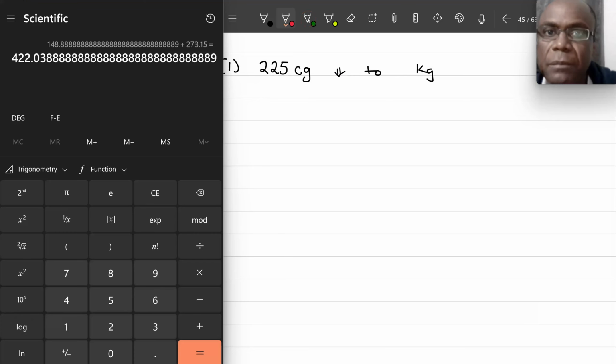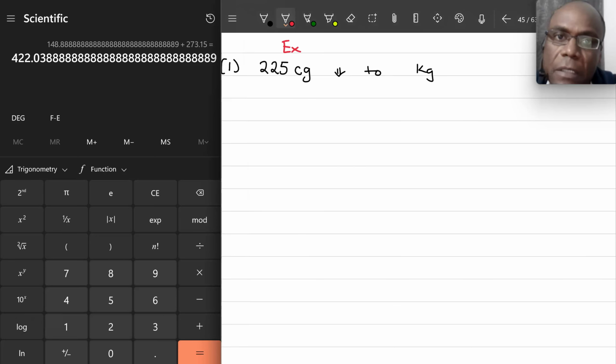Now let us do some examples using conversion factors to convert one SI unit to another. The conversion factors themselves are just equivalents or fractions that help us convert one SI unit to another. Question number 1. We are looking at examples. Can you bring your calculator close? Come on, pause the video.